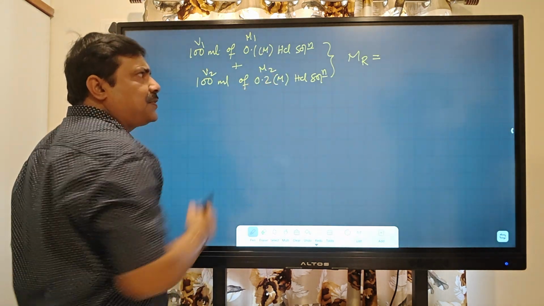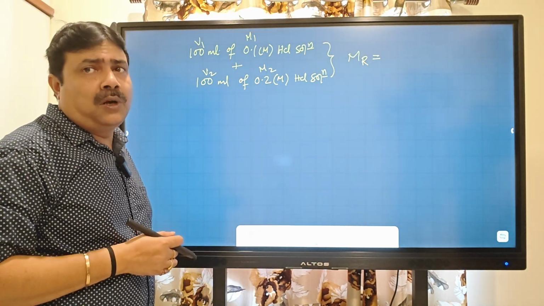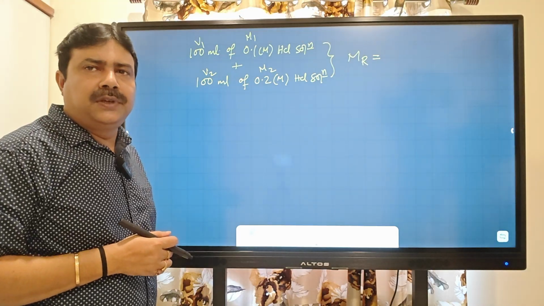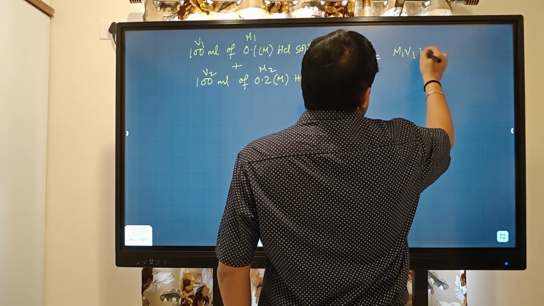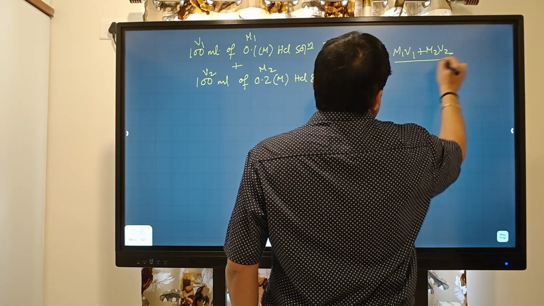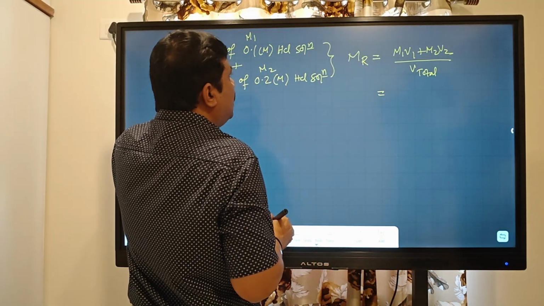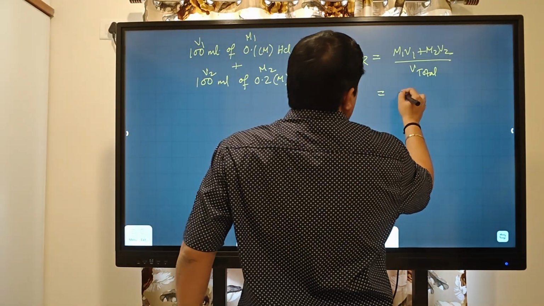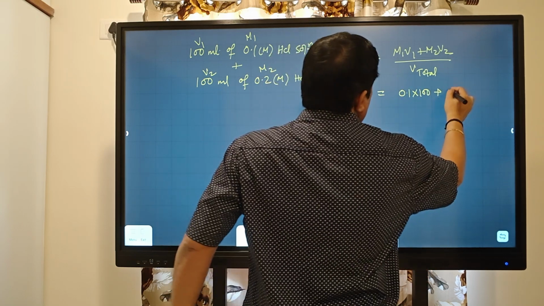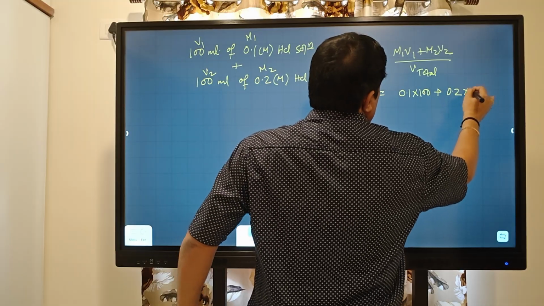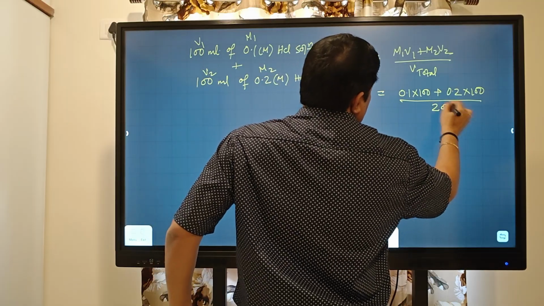Same type of substance, non-reacting. So then resultant molarity will be equal to what formula we derived? (M1 V1 plus M2 V2) by V total. We will apply that one. Total volume of the solution after mixing. So now if you look over here, M1 is 0.1, V1 is 100, plus M2 is 0.2 and V2 is also 100, divided by total volume V1 plus V2, that means 100 plus 100, which is nothing but 200.